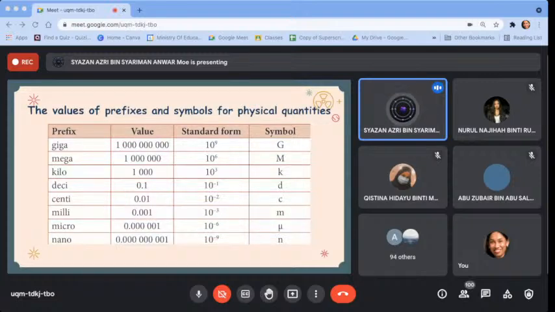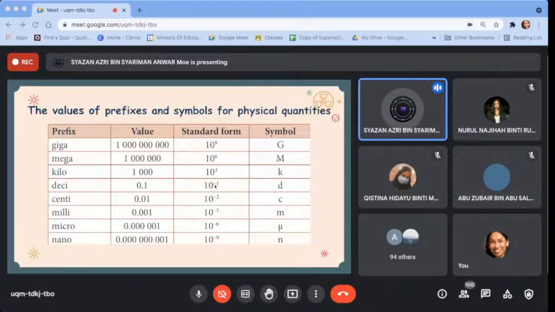So the fourth prefix is deci, which is 0.1, and has a standard form of 10 to the power of -1, and the symbol is D. In order to determine the standard form here, we look at how many decimal points there are. For example, in deci, there's only one decimal point, 0.1. So the standard form here will be 10 to the power of -1.